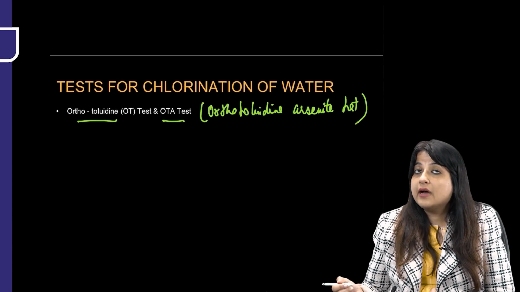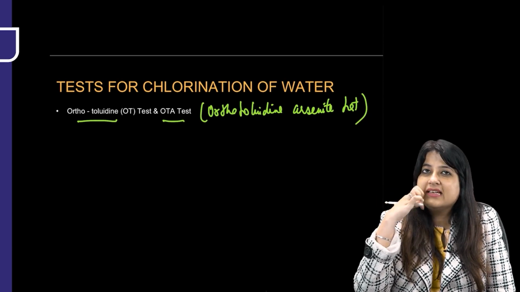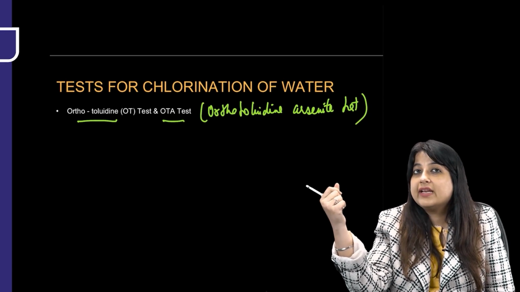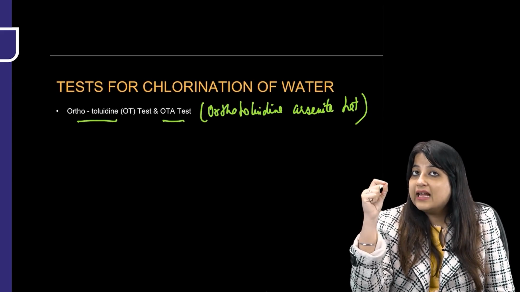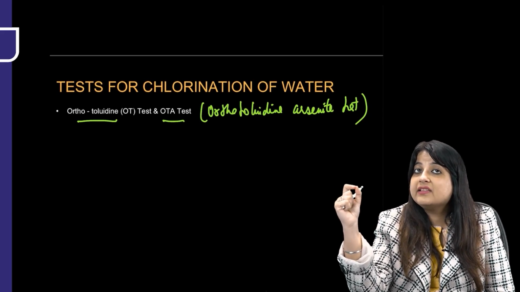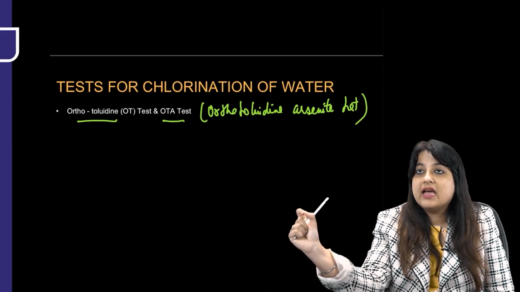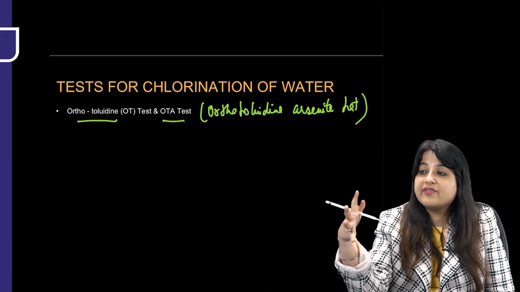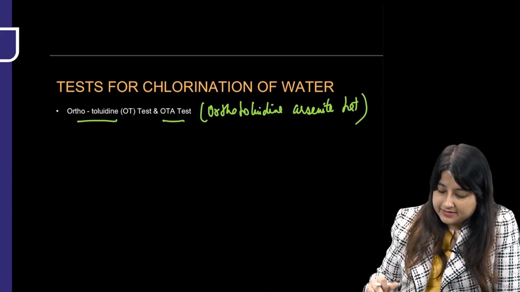Now, what are the questions that come from this? Okay, so when we add the reagent, which is orthotolidine, or if we are using orthotolidine arsenite test, again there will be a color change. The color change which you're going to see in the first 10 to 15 seconds is free chlorine. After that, whatever color change you see would be due to the effect of free as well as combined chlorine. So, all that I'm going to write for you.